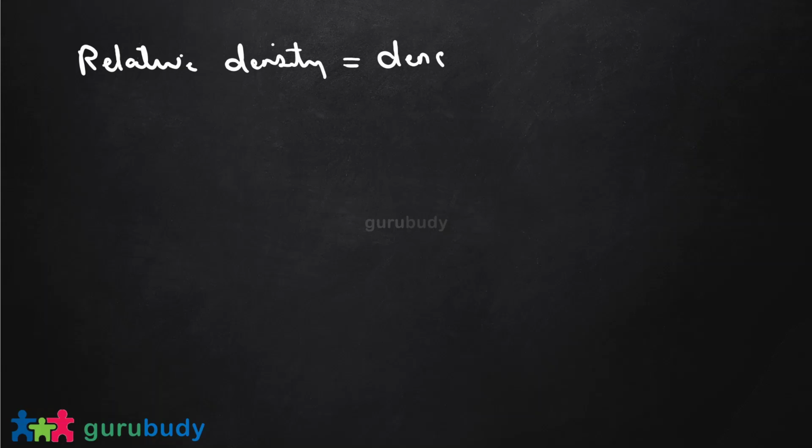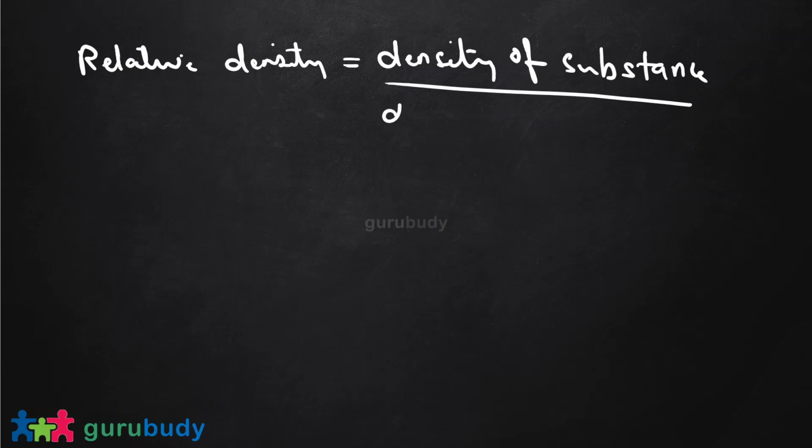density of a substance. So it could be iron, it could be your wooden block, it could be your cork, or it could be nail, divided by density of water. So whenever someone talks about relative density, you're looking at the density of that particular object with respect to water. Since the relative density is a ratio, it's unitless, because the units cancel out. So relative density is unitless.